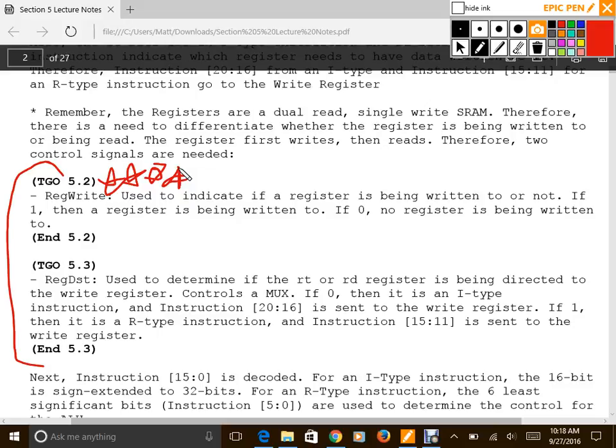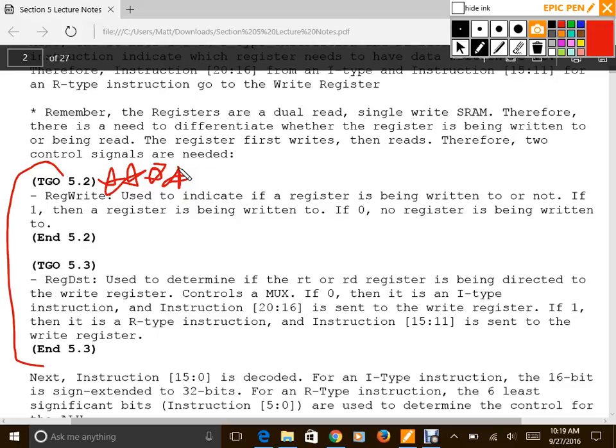Yes, Alex. That's 1 if any register is being written. Correct. Exactly right. For example, it's an R-type instruction, right? So Emily, when you were in my office hours yesterday, we talked about how an R-type instruction takes 2 registers, performs some sort of operation, and then stores the result in the 3rd register, correct? So for every R-type instruction, reg write is going to be 1, because the register that's indicated in RD is being written to.